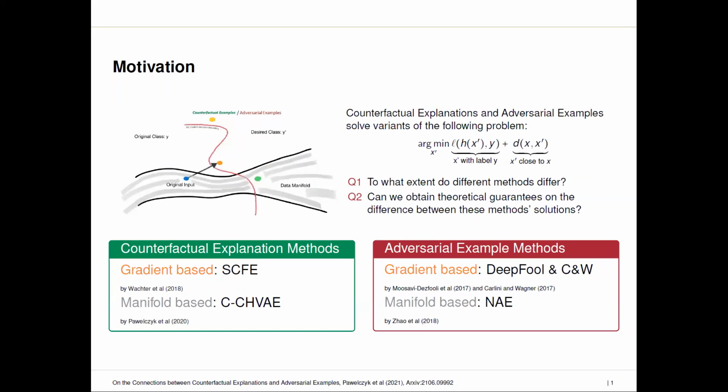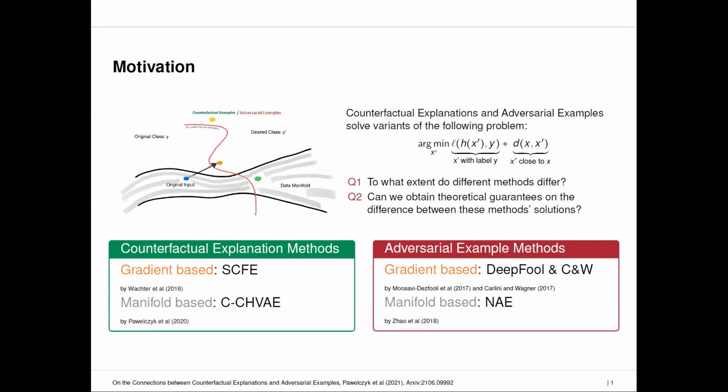Counterfactual explanations and adversarial examples have emerged as critical research areas for addressing the explainability and robustness goals of machine learning. While counterfactual explanations were developed with the goal of providing reasons to individuals adversely impacted by algorithmic decisions, adversarial examples were designed to expose the vulnerabilities of ML models. In this work, we will make an attempt at formalizing the connections between available counterfactual explanations and adversarial example methods. We will be asking, to what extent do the methods differ? More particularly, can we get guarantees on the difference between these method solutions?